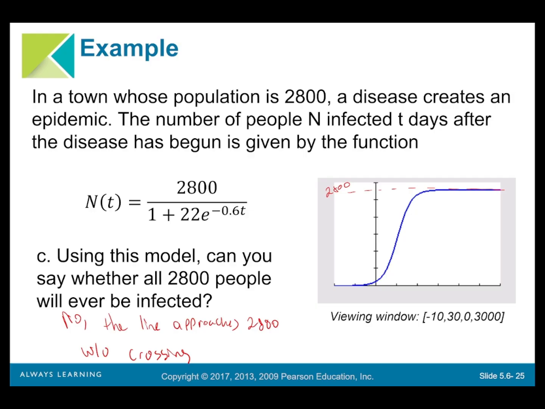So it never quite infects everybody with these kinds of equations. It just approaches that upper number. All logistic equations look like this kind of long S shape, where it levels off at some value. That's what we call our limiting value at the top. I believe this is one of your homework questions as well, which is why we're talking about it now, so that you have a better chance at seeing what it looks like on your homework.